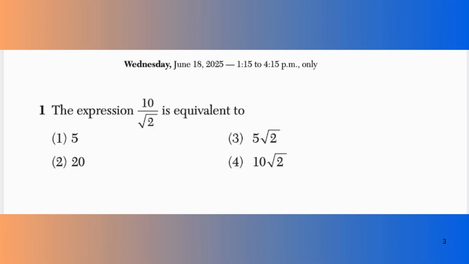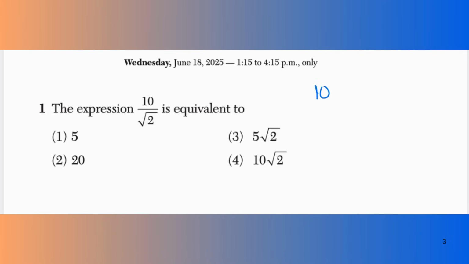Don't skip to the calculator explanation, because if this type of question shows up in the open-ended, you need to know how to rationalize the denominator. So I'm going to start with that method. So what that means is that the denominator right now is an irrational number. It's the square root of 2. We want it to be a rational number.